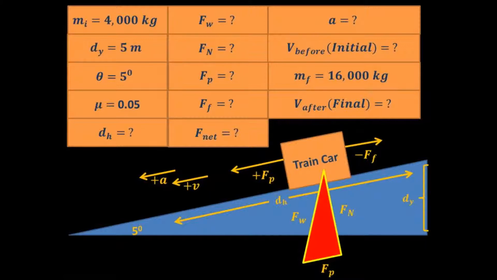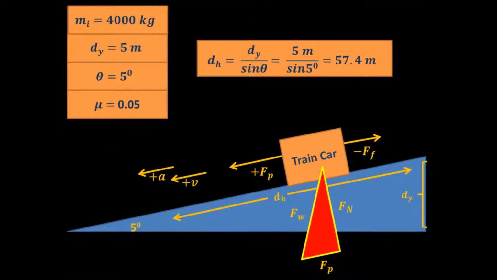Fw would be the weight of the car on the ramp, or mg, relative to 4,000 kilograms. Fn is that weight which is perpendicular to the ramp. Fp is that weight which is parallel to the ramp. Ff is friction. Fnet is the net force. A will be the acceleration of the train down the ramp. V before will be the velocity the train achieves just before collision. Mf is 16,000 kilograms. That will be the mass of the four train cars after coupling. And V after, final, will be the velocity of the train after it collides and couples with the other three trains.